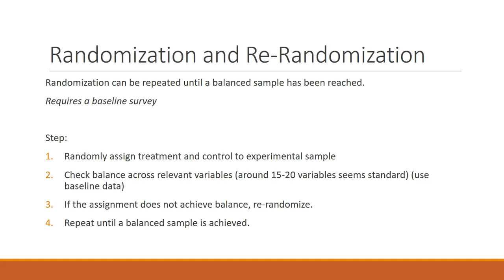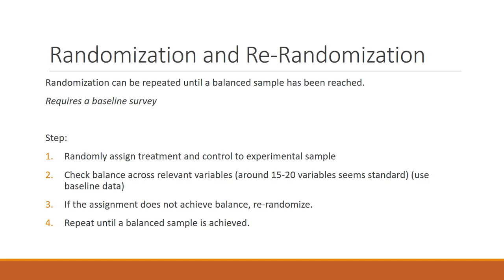If that sample achieves statistical independence, that means we do the balancing test, 15 to 20 variables, and we find that no more than 1 out of 10 is significant at the 10% level. Then we would say, great, we have achieved statistical independence. If we've achieved statistical independence, then we're fine. We move forward, we implement our intervention, we give the treatment to all the treatment individuals, and we don't give the treatment to all the control individuals.